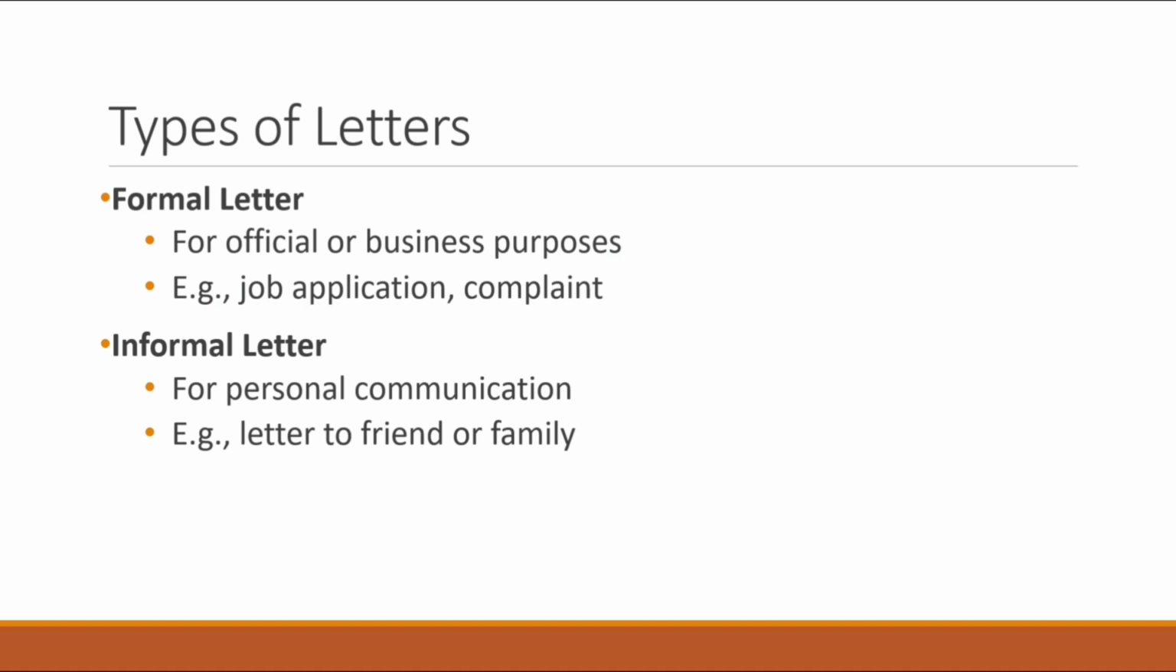First one is formal letter. It is for official or business purposes. They follow a strict format and tone. For example, it includes job applications, complaint letters, letters to the principal, and letters to the editor. While the next one, informal letter, is for personal communication written to friends, family, or someone close. The tone is friendly, casual, and emotional. So, the first thing you ask yourself before writing a letter is, am I writing this for an official purpose or a personal one? Based on that, we can choose the type and format.